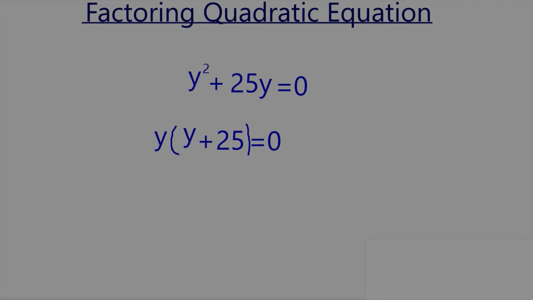Remember the distributive law. Any number or letter that is outside a bracket, we have to multiply that term by everything inside the bracket. y times y, we get y squared, because whenever we multiply a number by itself 2 times, we get a squared result. Multiplying y by 25, we get 25y. And outside the bracket to the right, the equation is equal to 0.